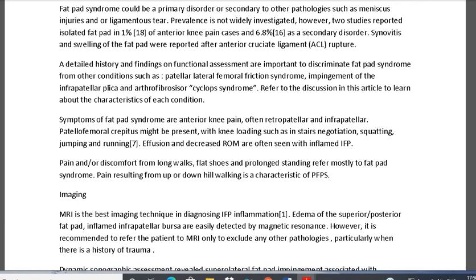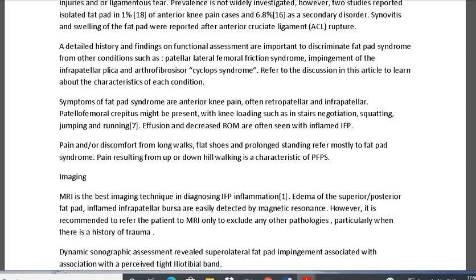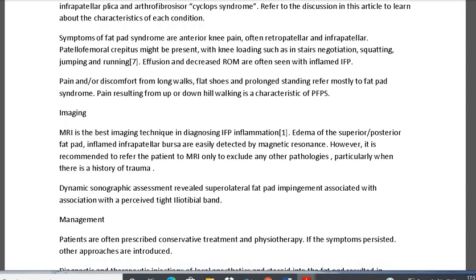Now in imaging, MRI is the best imaging technique. Edema of the superior and posterior fat pad and an inflamed patellar bursa are easily detected by magnetic resonance. However, it is recommended to refer the patient for MRI only to exclude any other pathologies, particularly when there is a history of trauma. Dynamic sonographic assessment revealing superolateral fat pad impingement associated with a perceived tight iliotibial band is also one of the conditions.